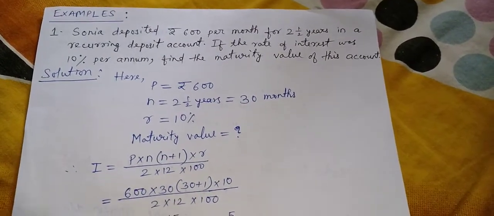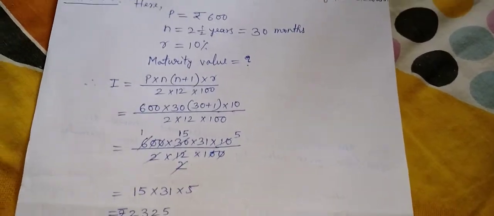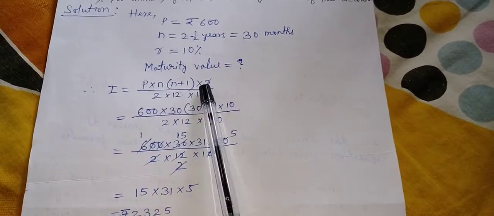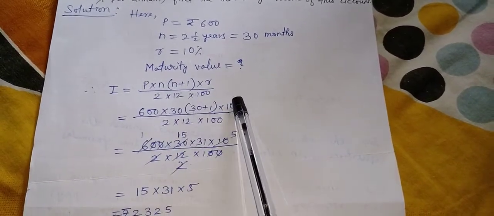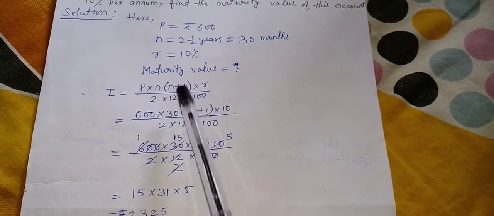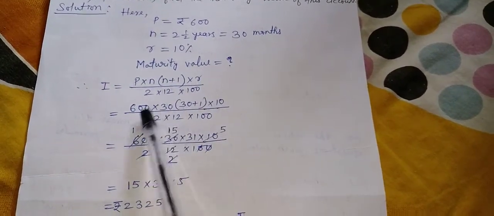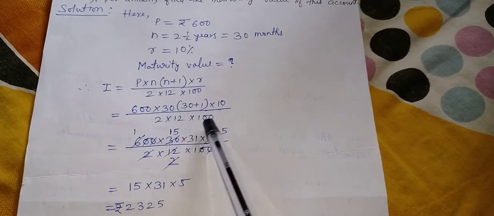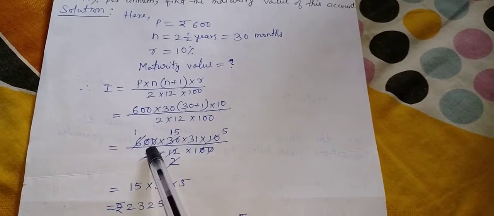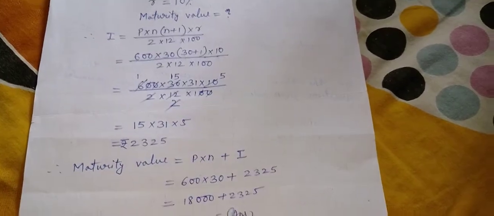So you have to find maturity value. So these three things are given and you have to find maturity value. So first of all, I will find interest. Interest equal to P into n bracket n plus 1 into r by 2 into 12 into 100, where P is 600, into n is 30, n plus 1, 30 plus 1, into r is 10%, you can see here. So all the respective values I have put, 2 into 12 into 100. Now I'll open this 30 plus 1 bracket, then I'll write 31. 600 into 30 into 31 into 10 by 2 into 12 into 100.